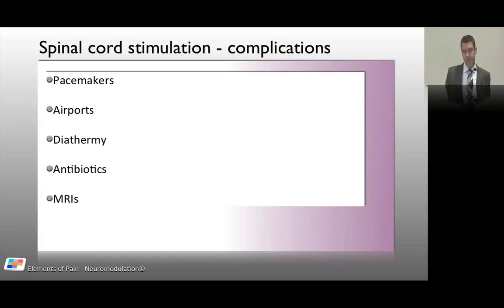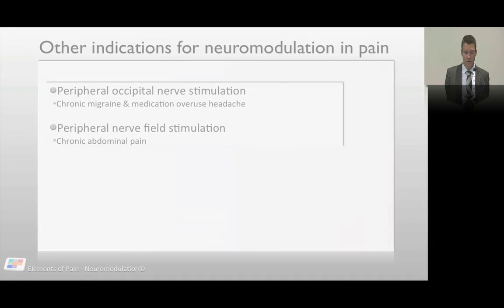And then MRIs: stimulators and leads can interfere with the MRI itself, so they can cause an artifact on the images, and the MRI can interfere with the stims, and can cause lead migration, heating up of leads, and I presume other complications as well. So be aware of these unique characteristics or unique situations.